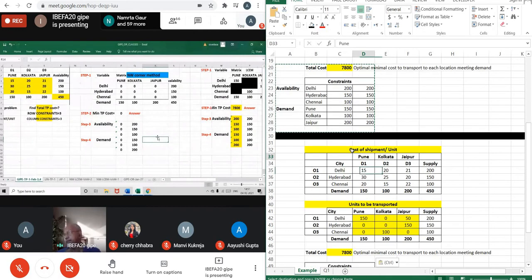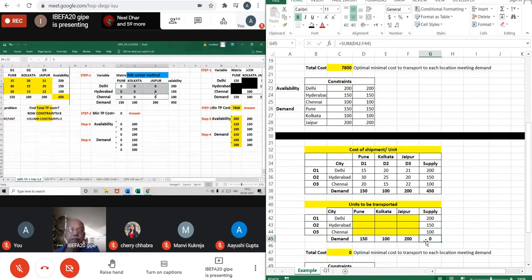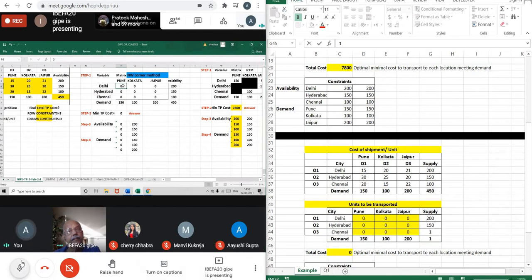Okay, what does it mean? Initially it is zero. Start from the left top cell. How much can be transported to Pune from Delhi? 150, sir. 150 can be transported to Pune from Delhi.